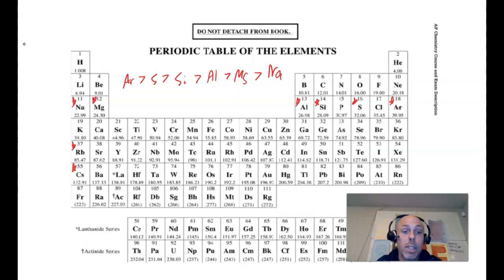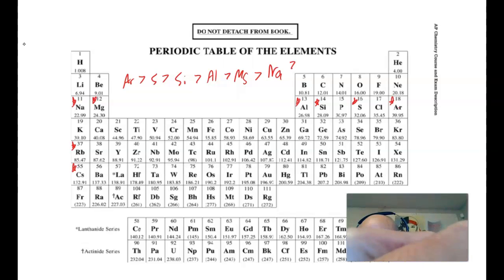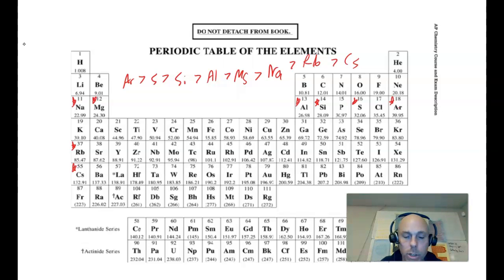Rubidium is above cesium, so with one fewer energy level and the same effective nuclear charge, rubidium will have a greater ionization energy than will cesium. So there is the ranking of ionization energies from greatest to least based on the pattern we just learned.